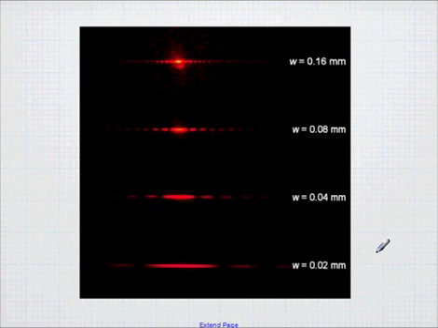And here's an actual photo of what you'll see. So this is with a slit separation here of 0.02 millimeters. You get that sort of pattern, and you can go to a slit separation there of 0.16 millimeters. You can get that pattern.